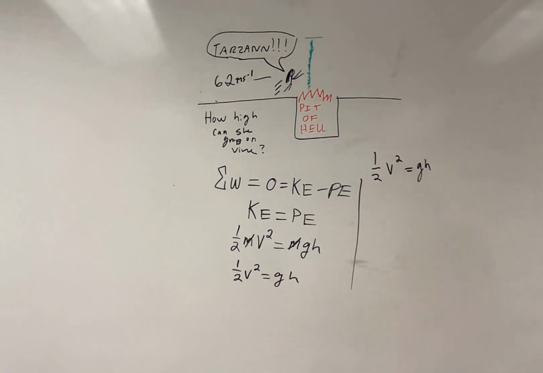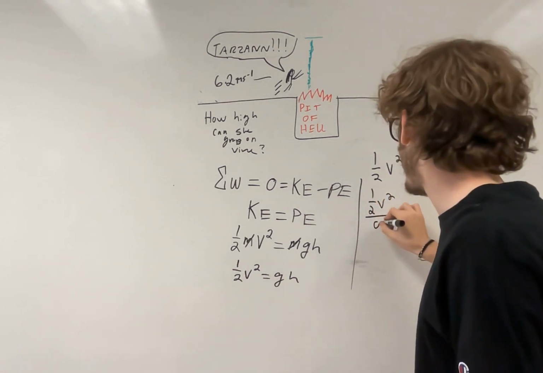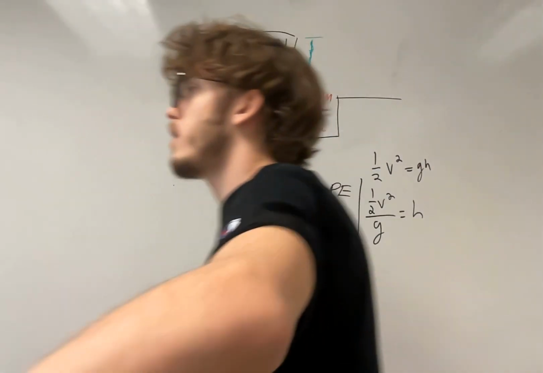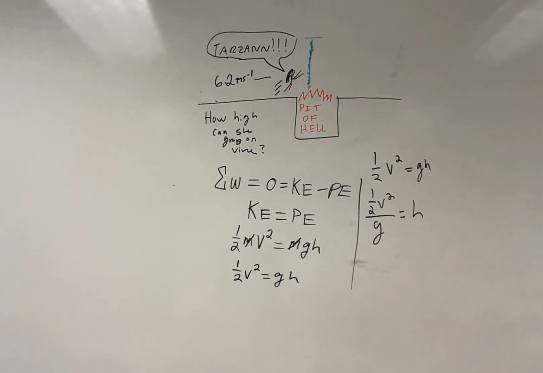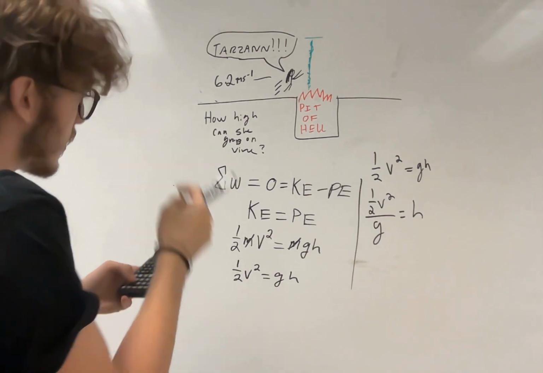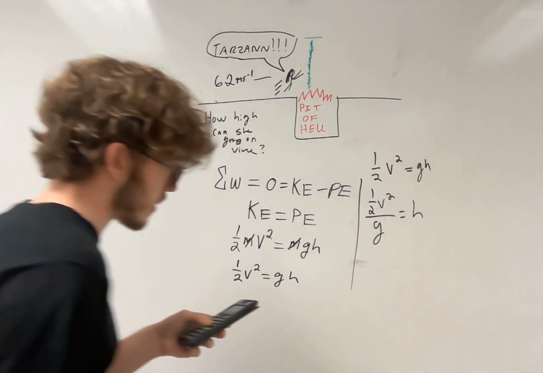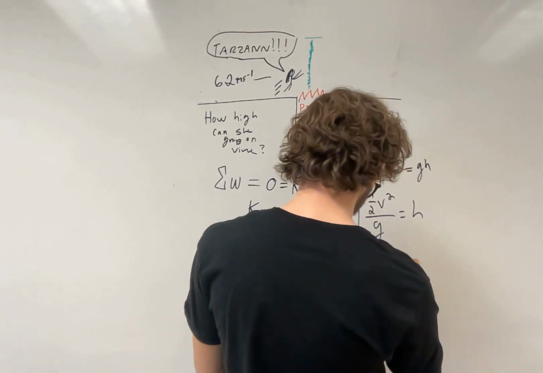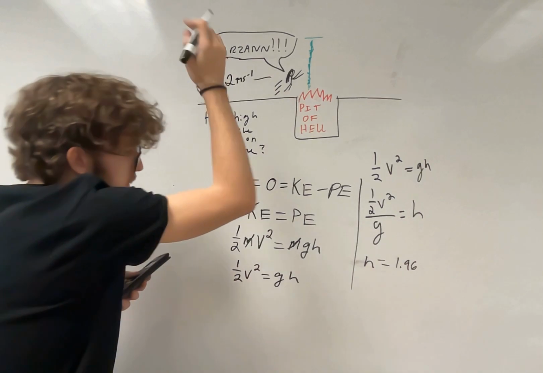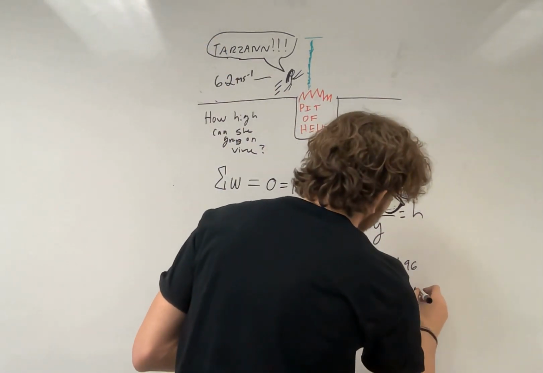Okay, so we want to solve for the height, so we just bring over gravity. 1/2 velocity squared over gravity is equal to the height. We know all the variables here. Let us solve. So we say 1/2, or 0.5, times the velocity squared, 6.02 meters a second, squared, over gravity, 9.8 meters a second squared. We get the height is equal to 1.96 meters. We have 2 sig figs, so we're going to present our final answer as 2.0 meters.